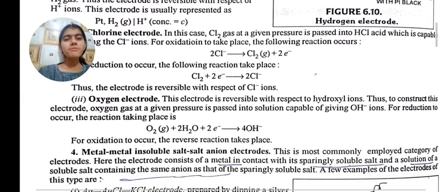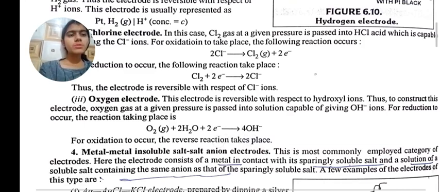Third type of gas electrode is oxygen electrode. This electrode is reversible with respect to hydroxyl ions. Thus, to construct this electrode, oxygen gas at given pressure is passed into solution capable of giving OH⁻ ions. For reduction to occur, the reaction taking place is O2 plus 2H2O plus 2 electrons goes to 4OH⁻ ions. For oxidation to occur, the reverse reaction takes place.